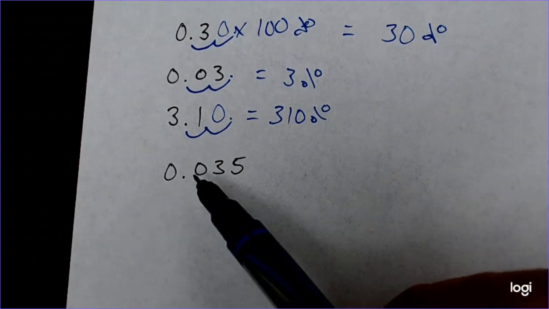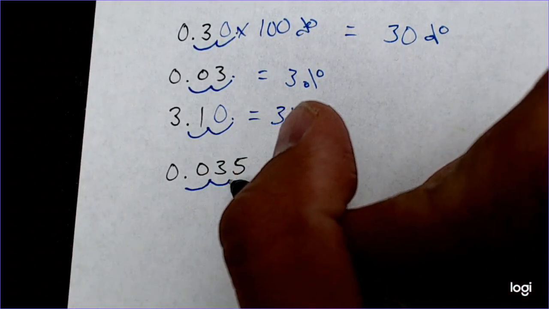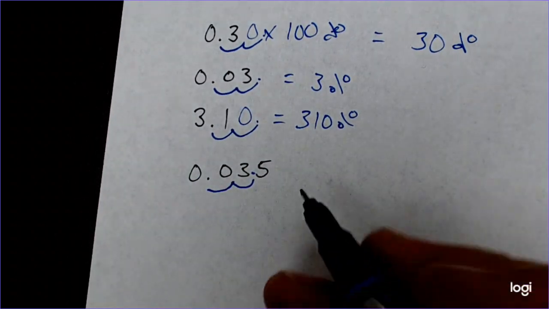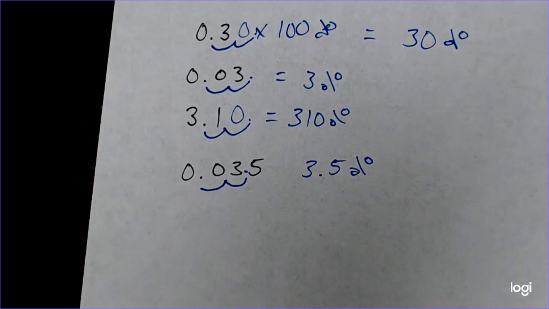And then what about this? What if we end up having multiple decimal numbers? Same step. We're still going to move it 1, 2. Right? We see now that's 3.5, so that's 3.5%. Right? And that's it.